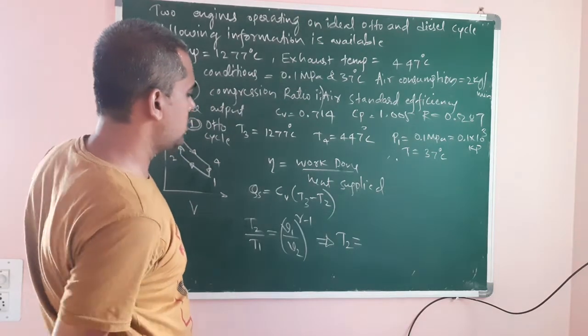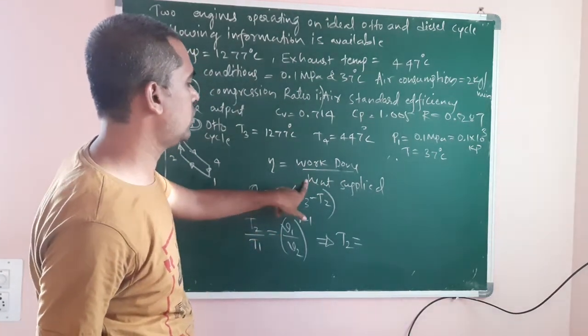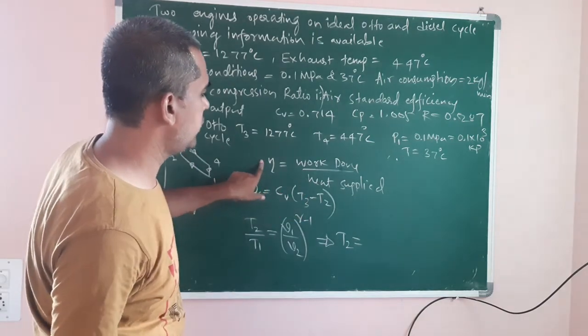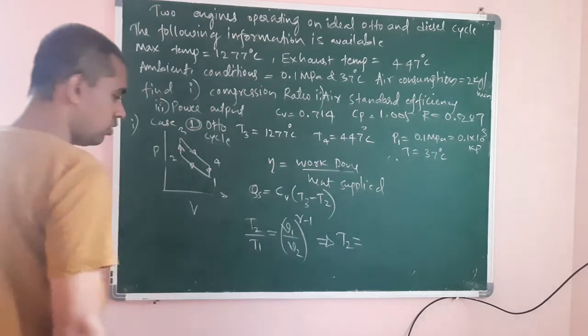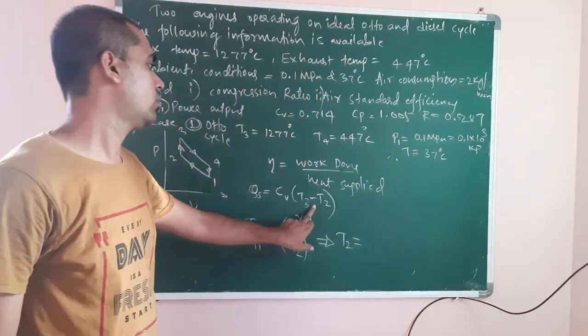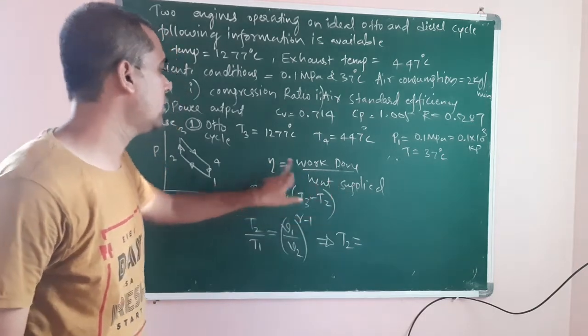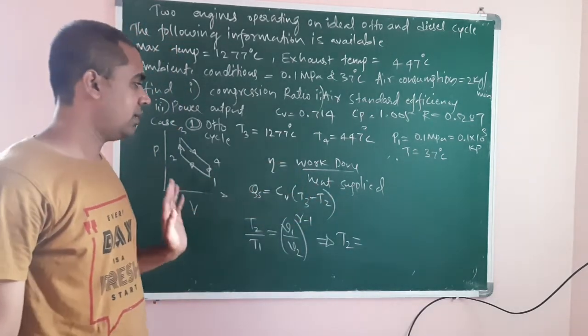Now once you calculate T2, you will get QS. If you substitute QS, you know the efficiency. You can calculate work done. That is one way. If you calculate T2, substitute in this formula, QS comes, substitute QS in this formula, you will get work done. Okay, that is one way.